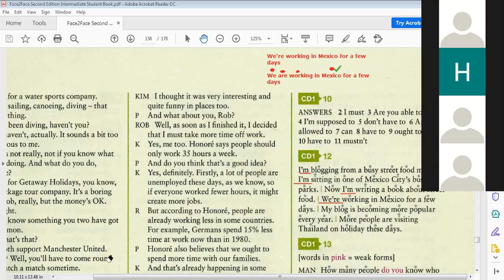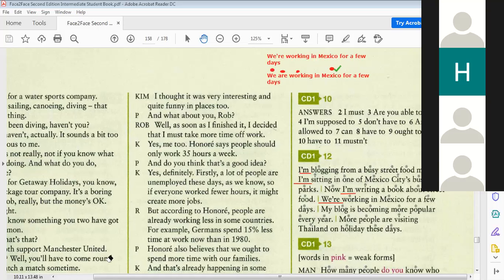And maybe there are five groups. So my group, I'm going to talk about me and my group. We are working in Mexico for a few days. Those are working in the US. Do you get the idea? So I'm emphasizing, I'm trying to convey the idea that it's this group. My group, not them. The other group are the ones working somewhere else. Do you get the idea?